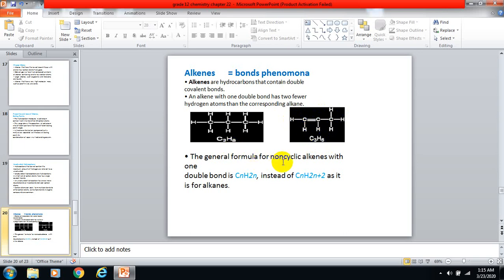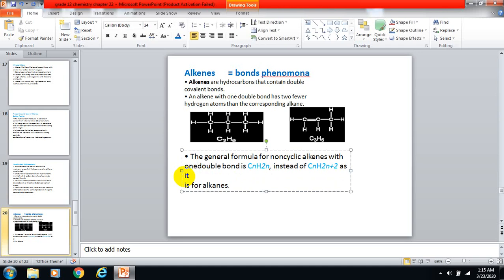The general formula for non-cyclic alkenes with 1 double bond is CnH2n instead of CnH2n plus 2. This plus 2 was for alkanes. Now look, we remove this plus 2. That's why the structural formula is reduced to H6 now.